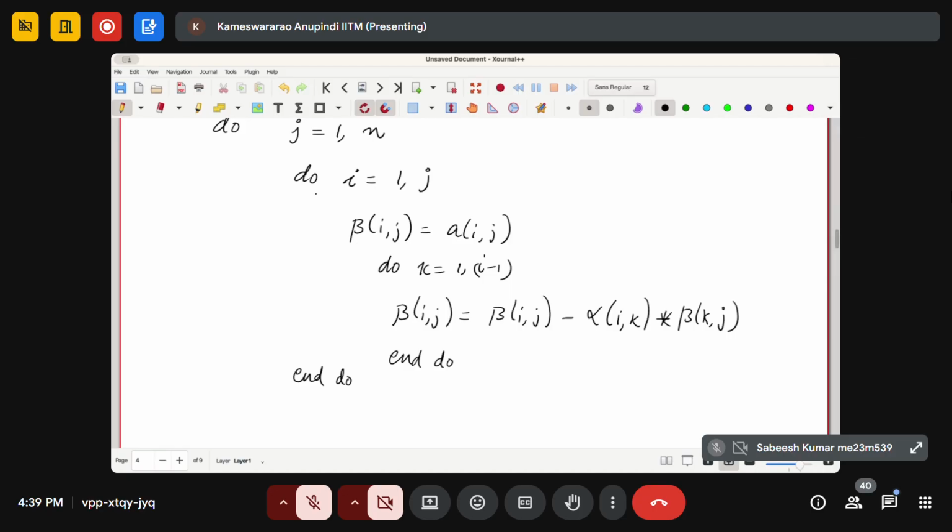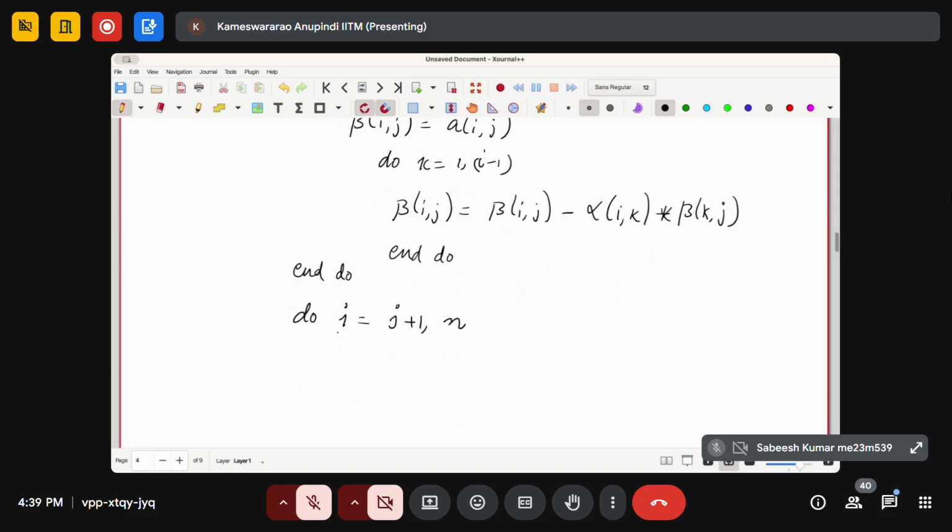Then once I'm done with the first column, well, I'm not yet done. I'm done with the first column for calculating betas. But as we have written the algorithm, we realize that we have to do beta calculations and all other alphas that come up in the same column. That means now I have to complete this i indexing. I goes from 1 to j, then I also goes from j plus 1 to n.